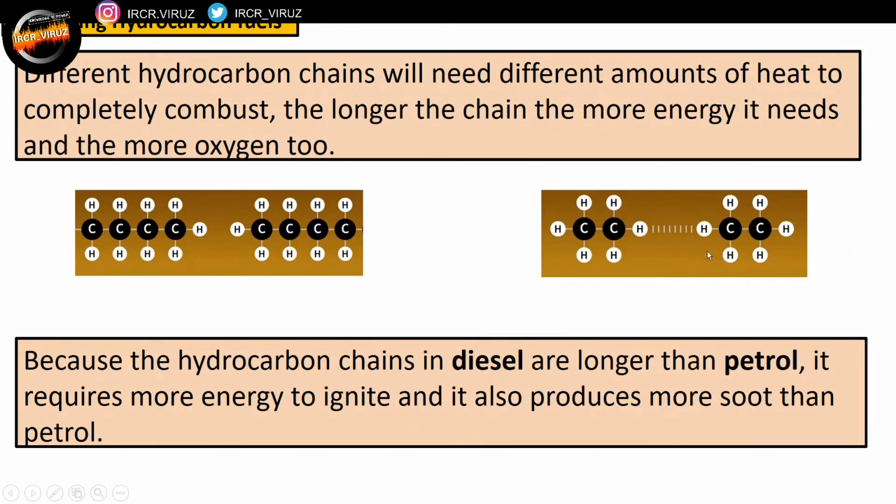Now, the different hydrocarbon chains will need different amounts of heat to completely combust. The longer the chain, the more energy is needed, and the more oxygen is also needed. Because the hydrocarbon chains in diesel are longer than in petrol, it requires more energy to ignite, and it also produces more soot than petrol does.